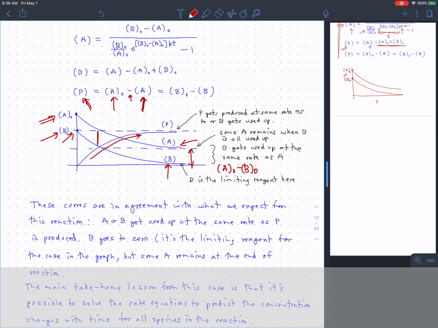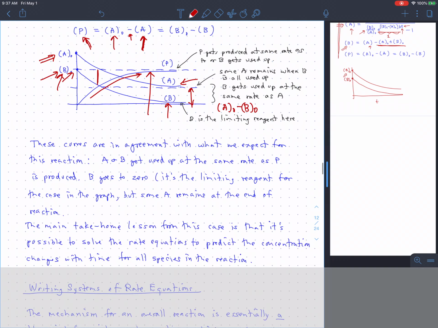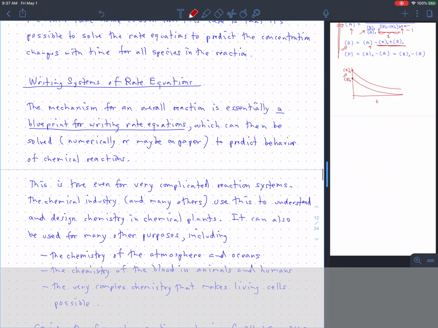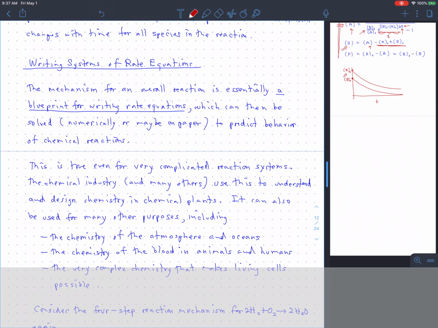But in this case, we started with more A than B, and so the B does go to 0, and the P concentration can never be higher than the amount of B concentration that we started with, right? Because you need a B in order to create a P in the first place. All right, so that's the third case, or case 2 of second order reaction. That's the most complicated case we've dealt with so far.